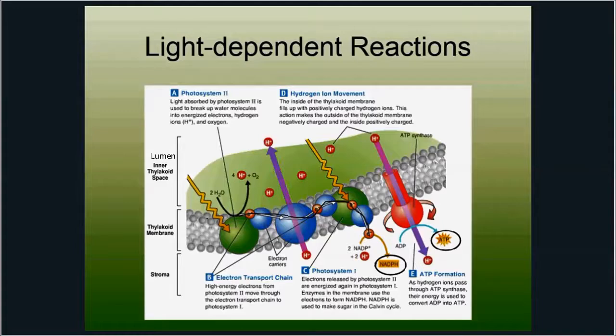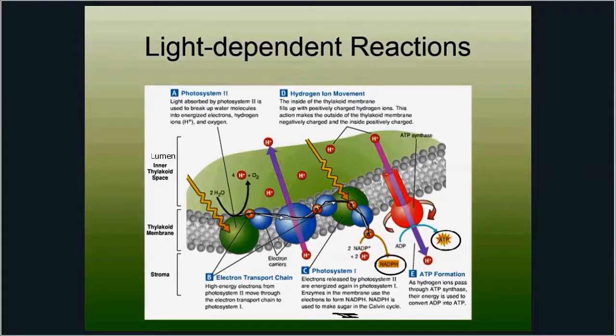And then the next thing that happens at photosystem 1 is electrons are released by photosystem 2 and energized again in photosystem 1. And the enzyme in the membrane uses the electrons to form NADPH, which I circled down here. And NADPH is used to make the sugar in the Calvin cycle.